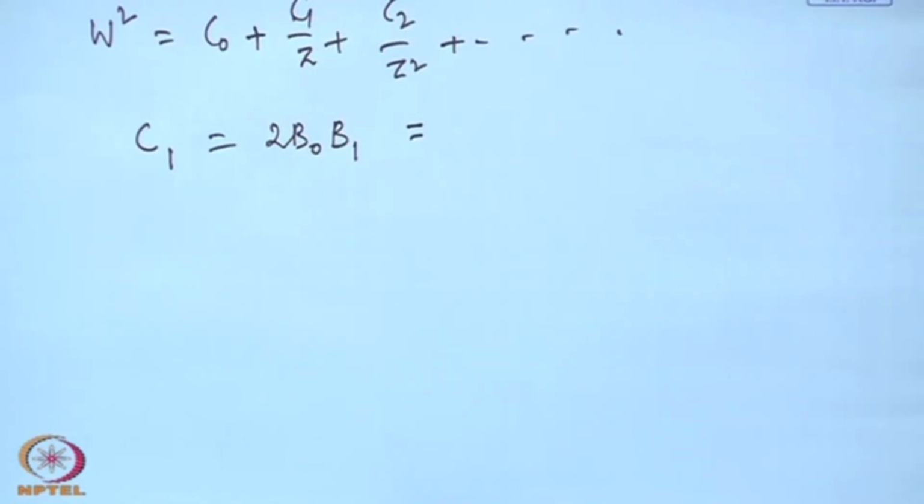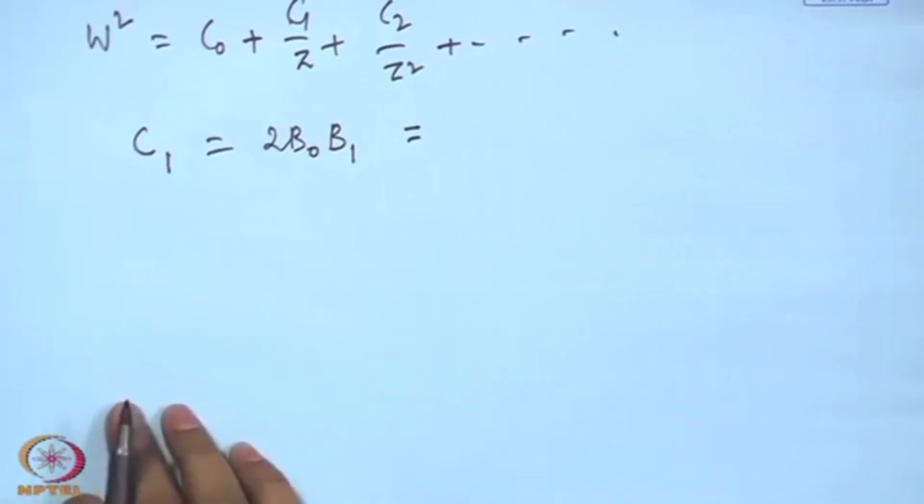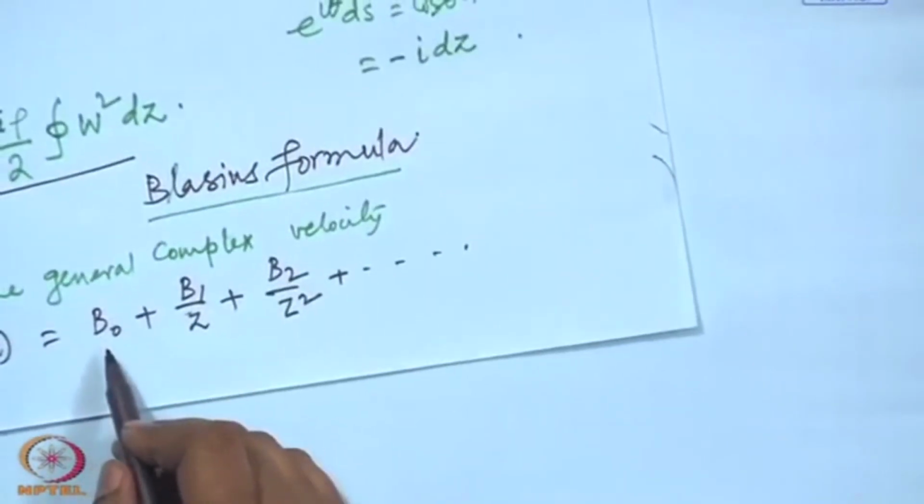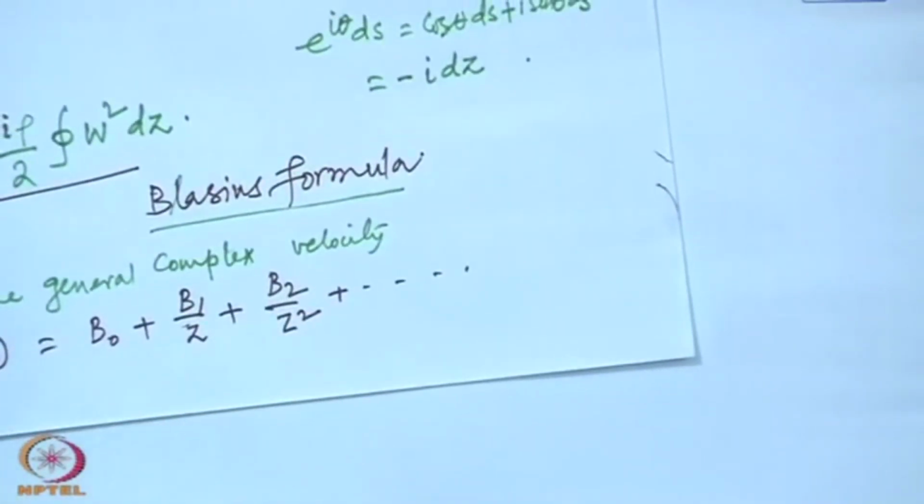B 0 is what? Looking at this expression for complex velocity, B 0 is the constant velocity present, or uniform velocity present in the flow, which is q infinity e to the power minus I alpha. That is the only term which gives a constant velocity, q infinity e to the power minus I alpha, and B 1 is the coefficient of 1 by z.